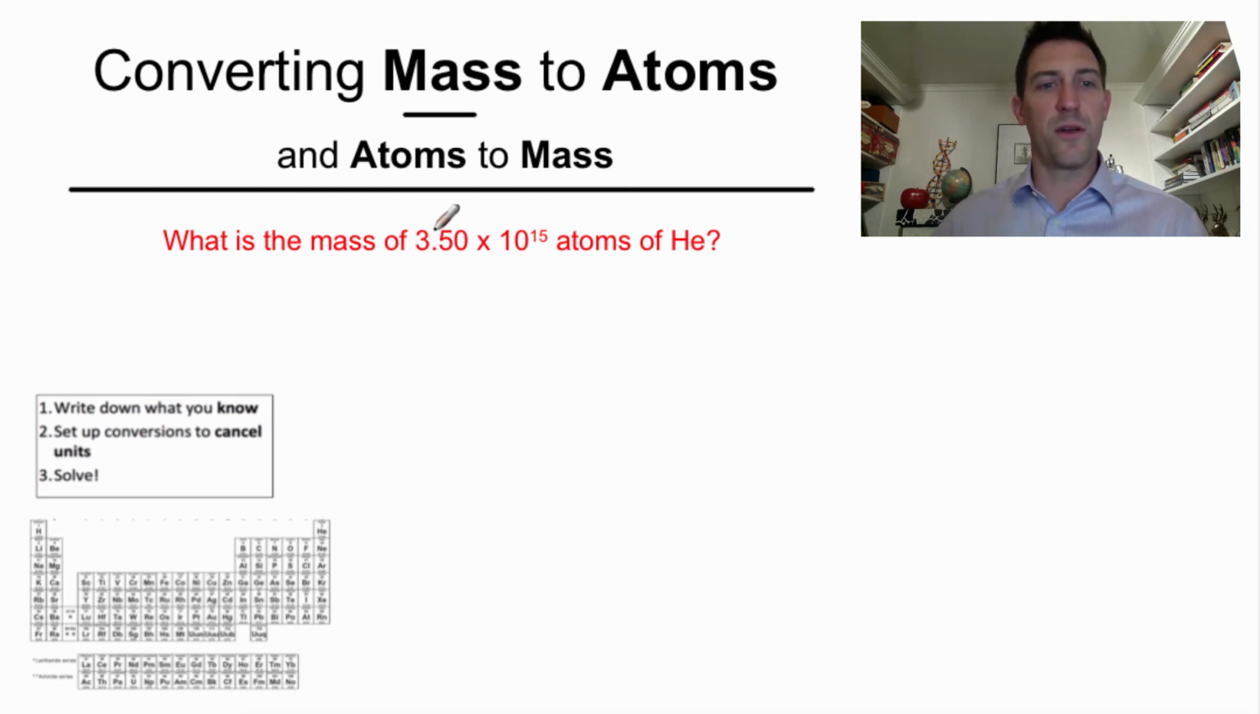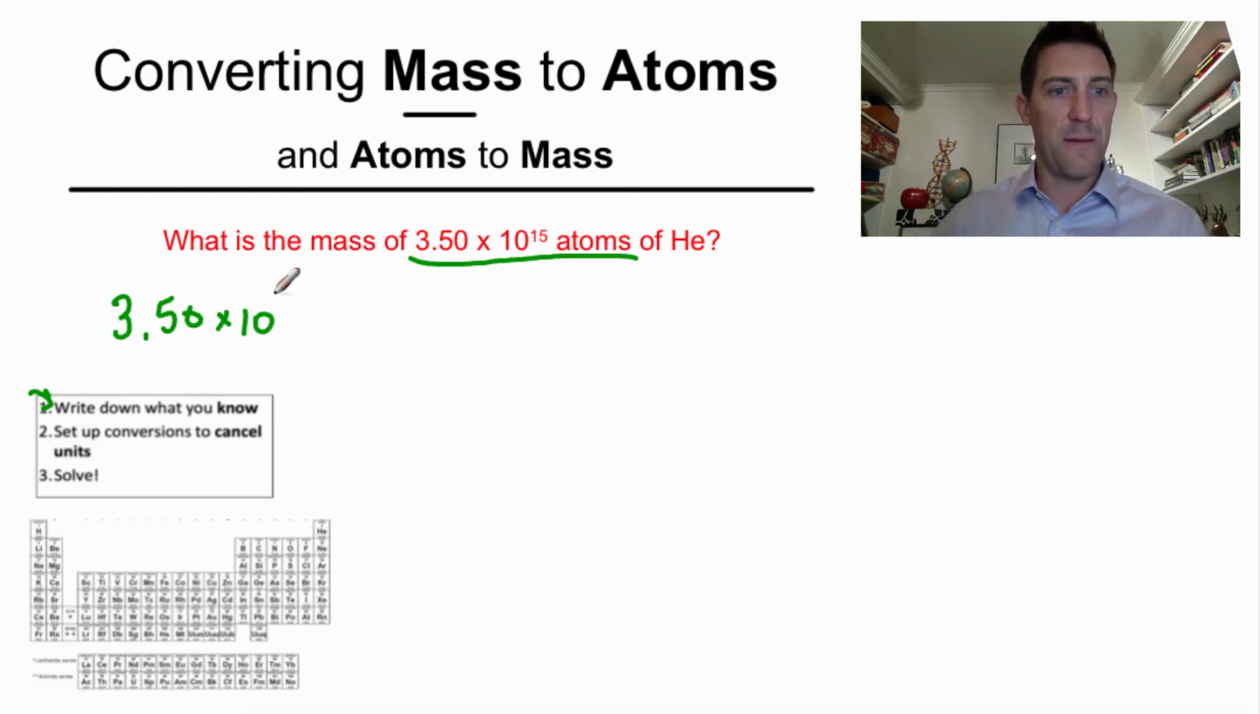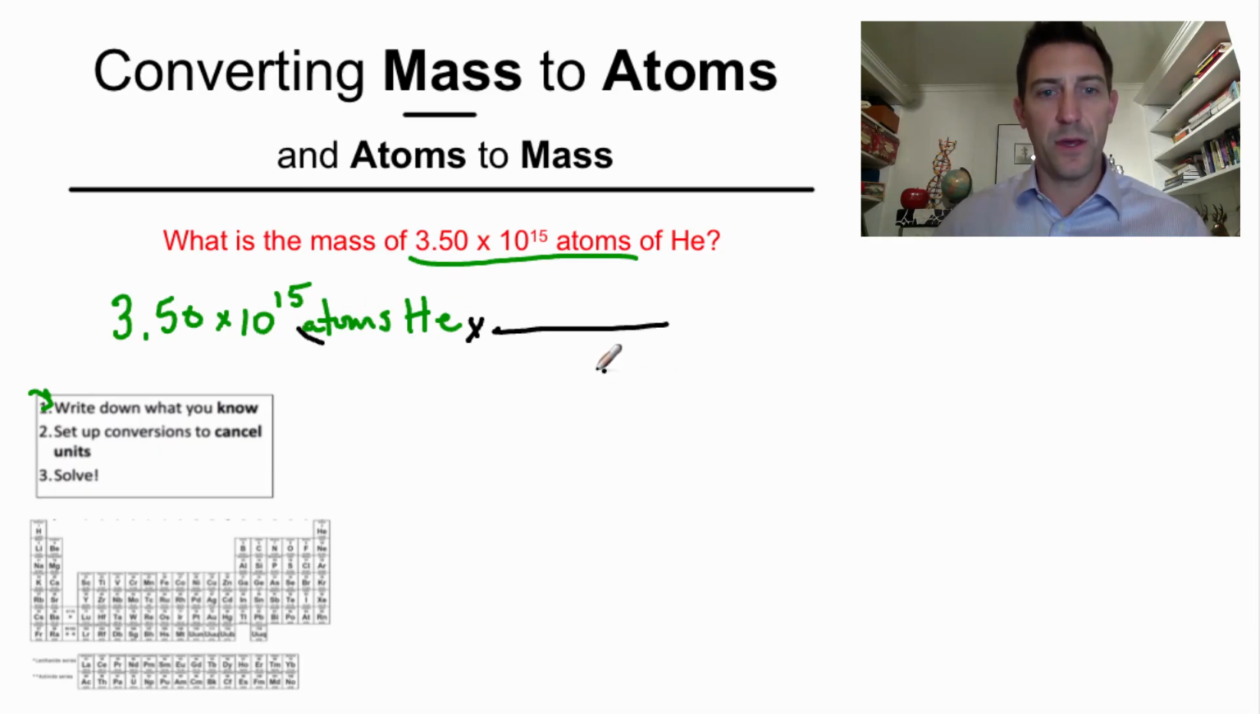So we're starting with the number of atoms and we're going to turn it into the mass. Nothing changes though. We write down what we know, and what we know is 3.50 times 10 to the 15th atoms of helium. And as always, in dimensional analysis, when I'm converting moles, I need a conversion factor with atoms of helium on the bottom so that they cancel. I can only turn atoms into one thing. I can only turn atoms into moles of helium.